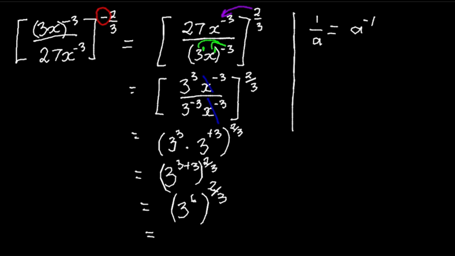And then we are going to multiply the exponent, right? So we are going to take this whole fraction and multiply it by 6. So 6 multiplied by 2 is 12, divided by 3 is 4. So our final answer is 3 to the power of 4.